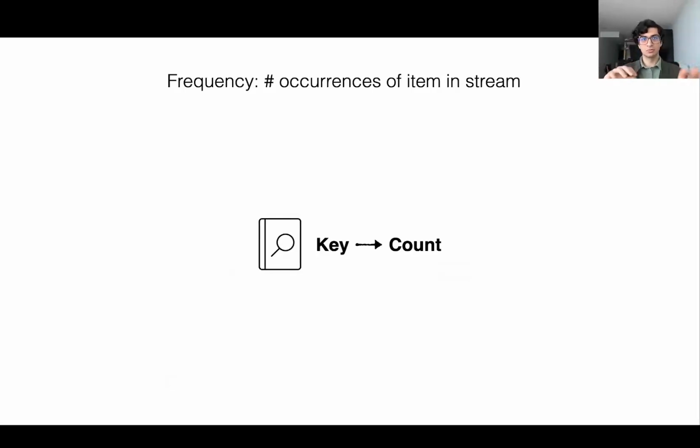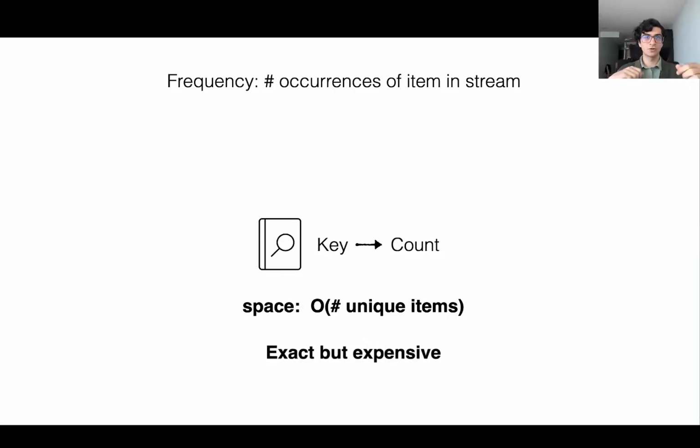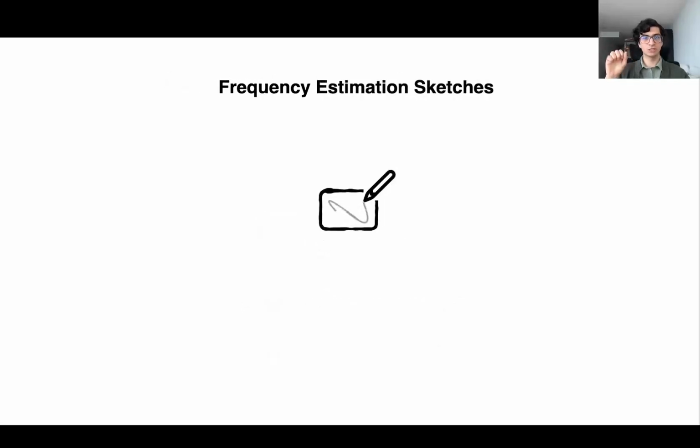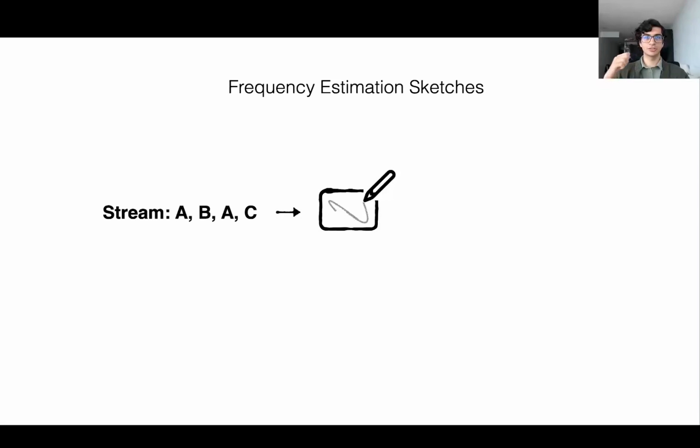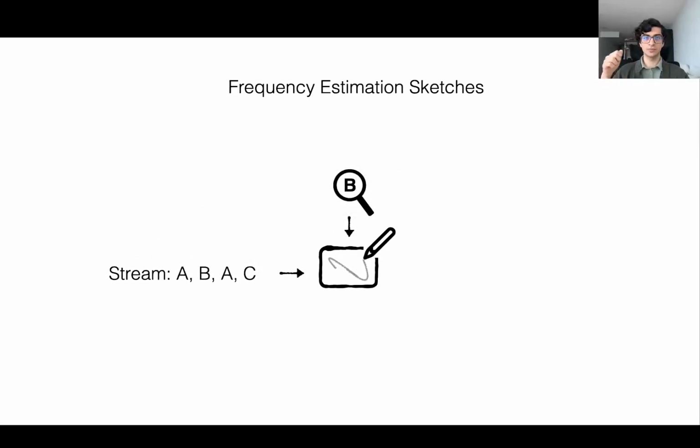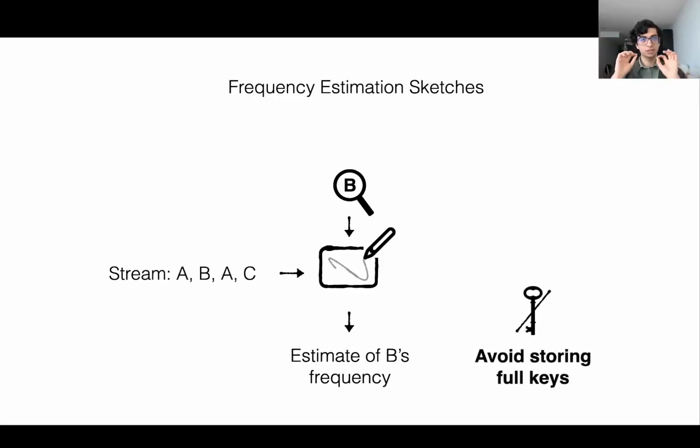A simple solution to computing frequency is to employ a dictionary that maps each key to its respective count within the stream. This method, however, has a space cost that scales linearly with the number of unique items we have in our stream. While the provided counts are exact, the incurred space cost is still expensive given the scale of data we have to deal with in the real world. This is where frequency estimation sketches come in. These sketches ingest a stream of keys, and given a query to a key, they estimate the frequency of the key within the ingested stream. Most importantly, they achieve this while avoiding storing full keys, and thus save a significant amount of space.